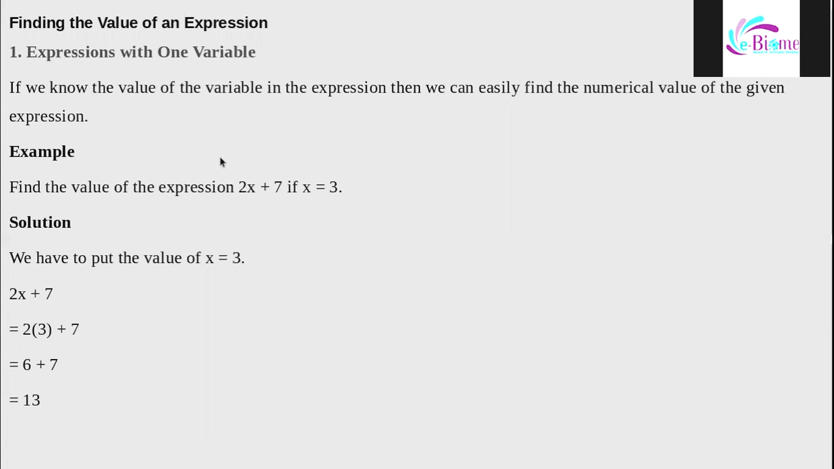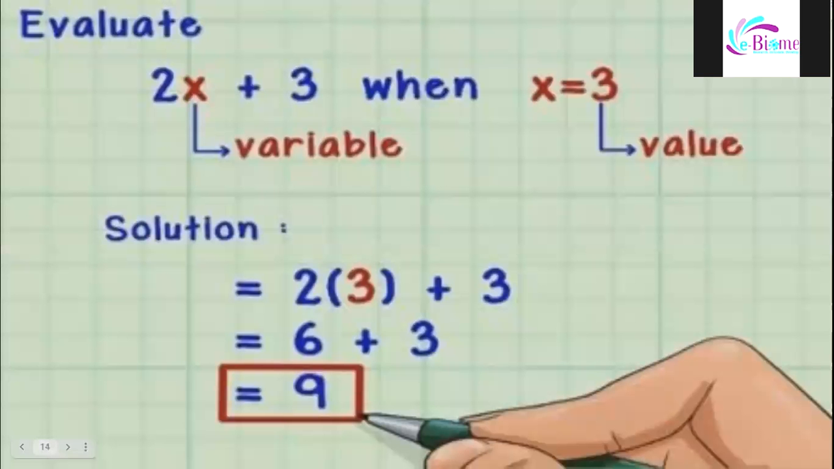So they gave us an expression, and the expression has a variable, and we don't know the value of the variable. However, they go on and give us the value of that variable. So we take the value given, and we replace the unknown variable with the value that was given. Everyone following so far? And then we get 6 plus 7 equal 13.